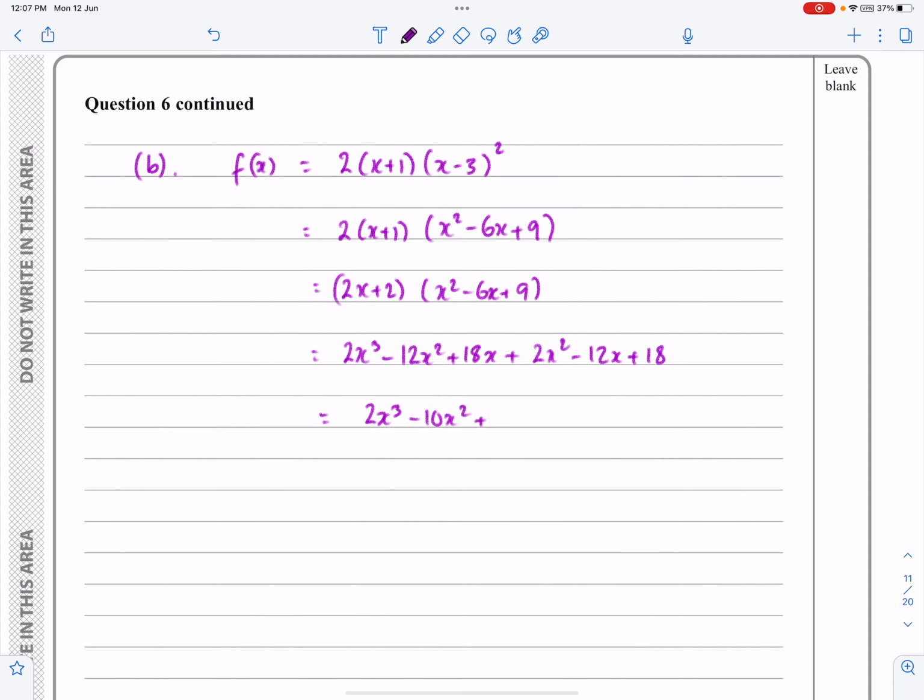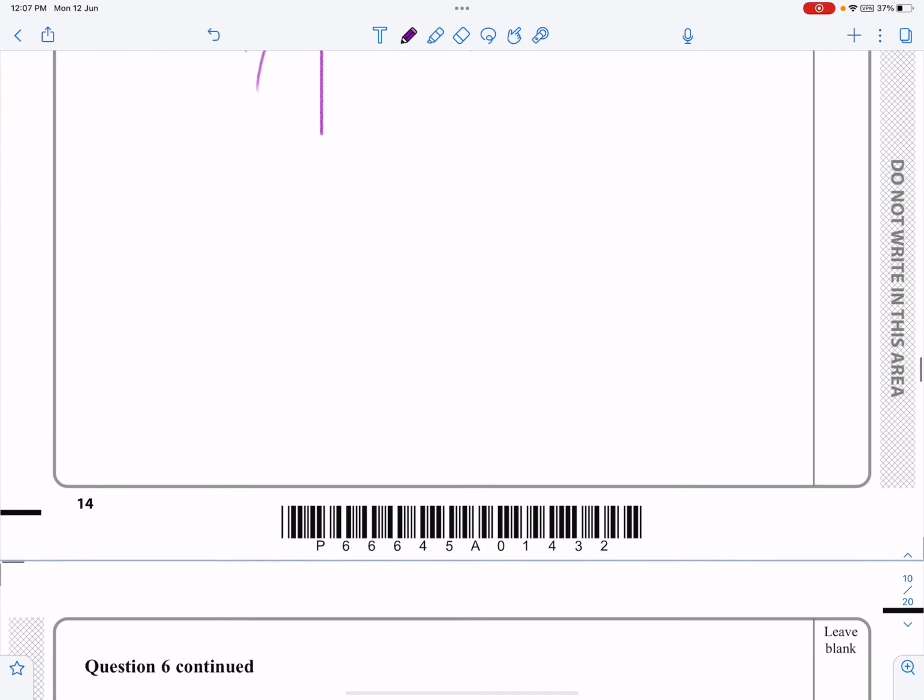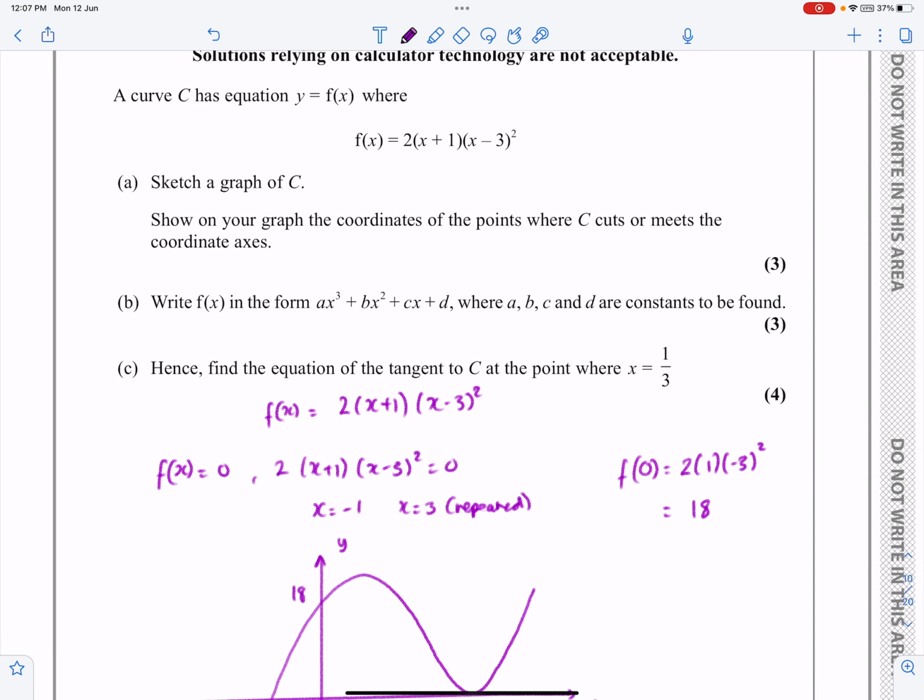Plus 6x, just be careful, and then plus 18. Right, perfect. That should be the answer to part B, which was just to write it in the form A, B, C, and D there. So we've got those values.